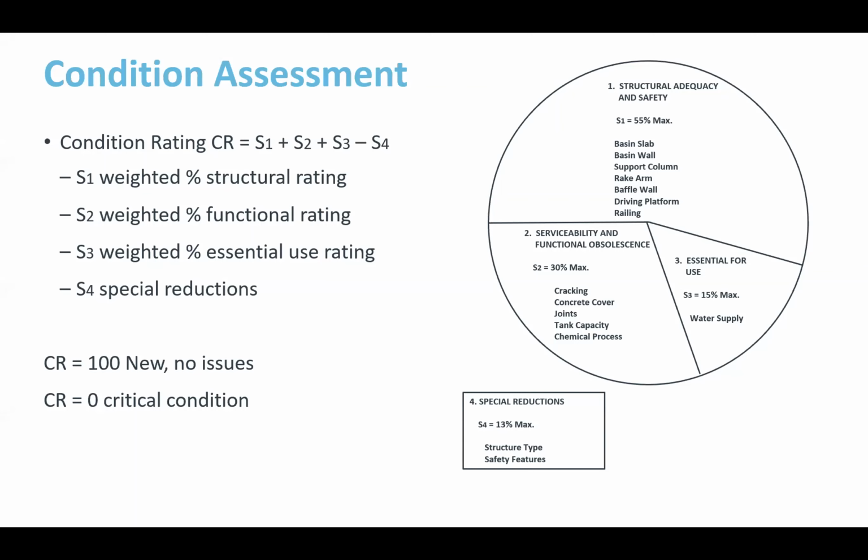The structure type and the safety features that are in place, you may have reductions for that. So you sum all this up, S1 plus S2 plus S3 minus S4, you come up with a number. 100 is perfect, 0 is critical, and you establish a threshold where you would take action. It also allows you to rank them by priority. So which one of these water treatment plants or tanks is the most critical in terms of addressing. So it's a systematic procedure, just like would be applied to dams, just like applied to bridges.